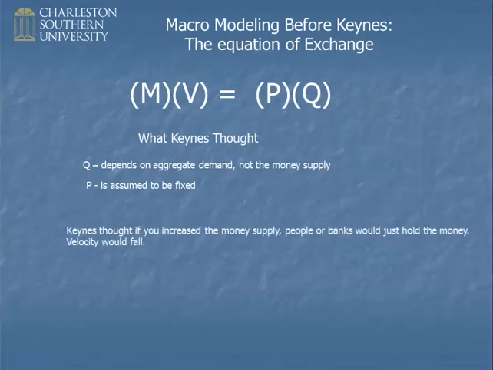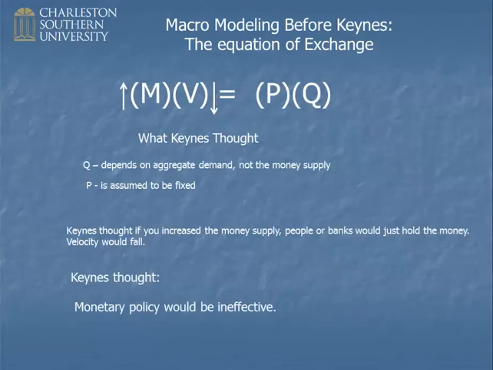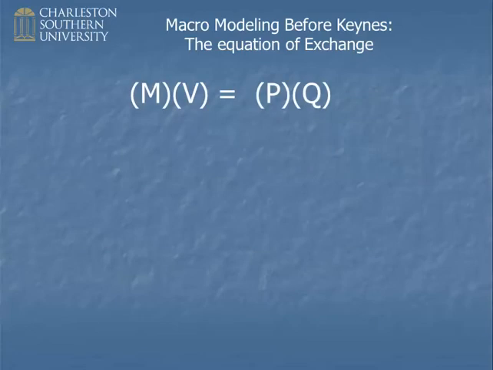So in the Keynesian idea, what Keynes thought was that if you increase the money supply, people, or maybe banks, would just hold the money. That's just another way of saying that velocity would fall. So in terms of the arrows, it would be like this: M goes up, but there's a counterbalancing reduction in V, and nothing happens to P or Q. So I hope you can see from this that Keynes thought monetary policy, that is, increasing or decreasing the money supply, would be ineffective. If you increased M, all that would happen is that V would go down, nothing would happen on the right-hand side.